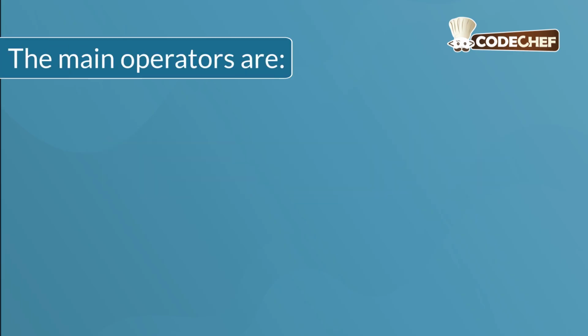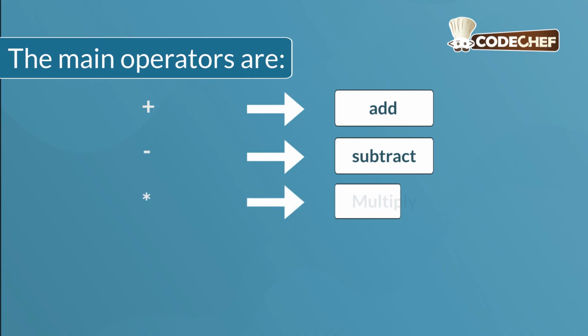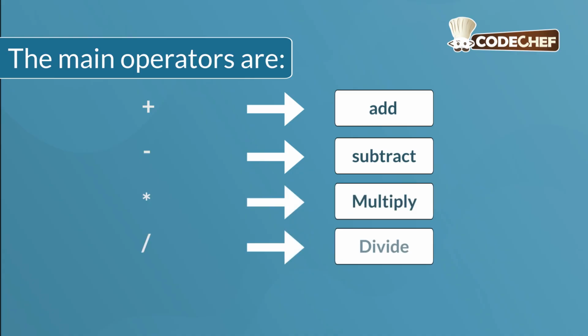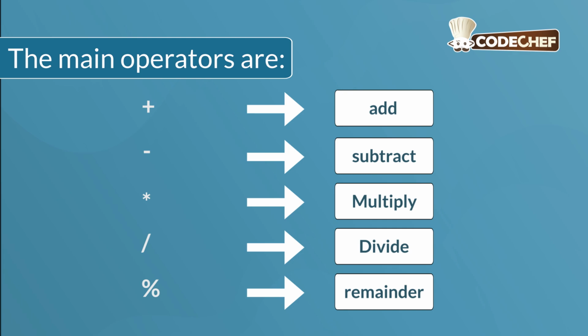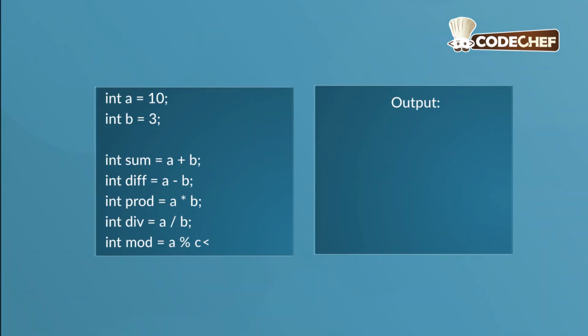The main operators are plus for addition, minus for subtraction, asterisk for multiplication, slash for division, and percent for modulus, which gives the remainder. Here's a simple example.